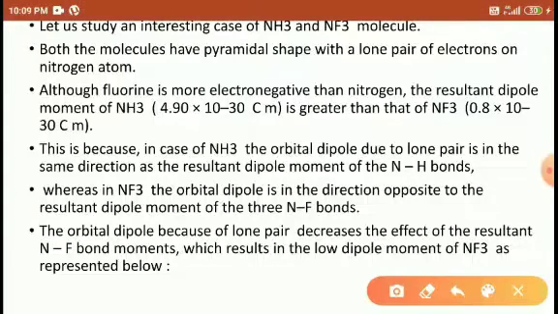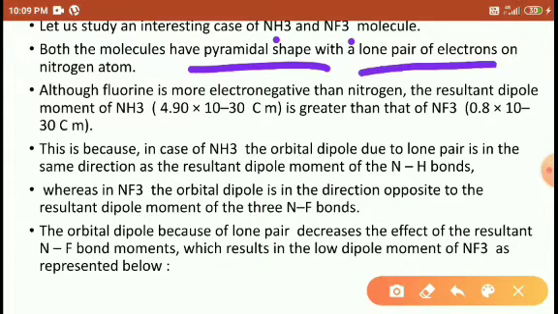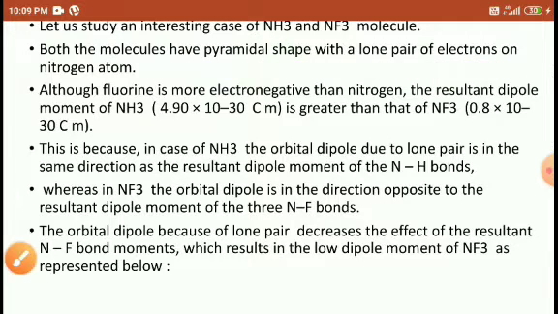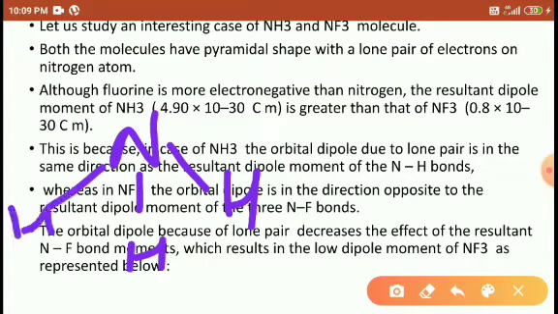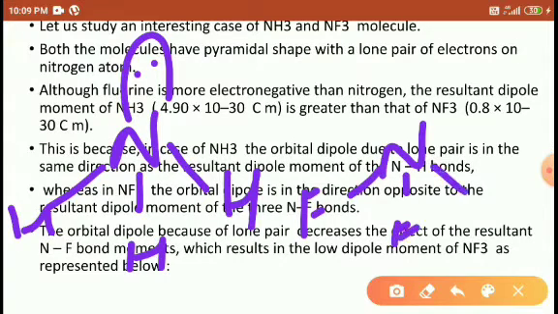When we compare the dipole moment of NH3 and NF3, both are pyramidal in shape. Both have a lone pair of electrons on the nitrogen atom, like this. The nitrogen atom reacts with hydrogen through a pair of electrons, and the nitrogen atom reacts with fluorine through a pair of electrons. Alright students.